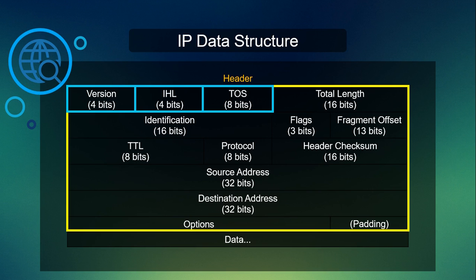Type of service allows an originating host to request different classes of service for packets it transmits. Total length indicates the length of the entire packet, including both header and data. Given the size of this field, the maximum size of an IP packet is 65,535 bytes.